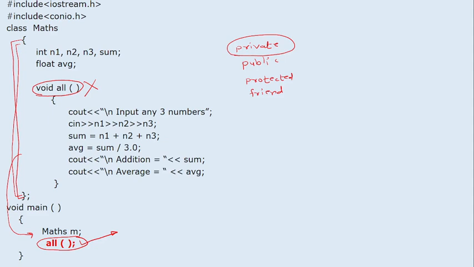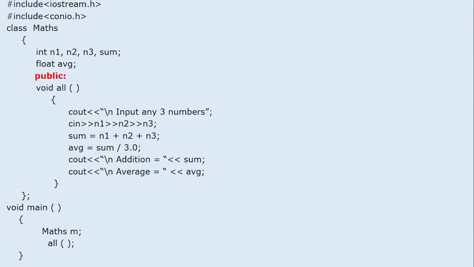If we want to access any member function or any member variable outside of the class, then its scope must be public. Public member functions and public member variables we can access outside of the class. So we have to change the scope of this all member function because we want to access this outside. So we can change the scope by giving public colon. Whatever we write after public colon, everything is considered as public and we can access this outside of the class.